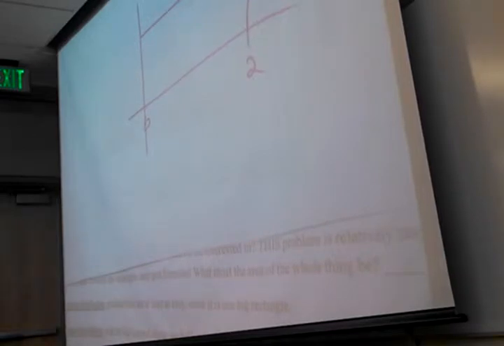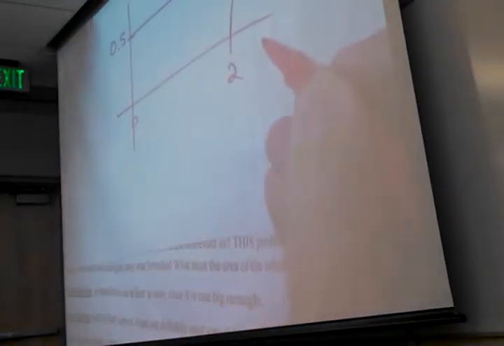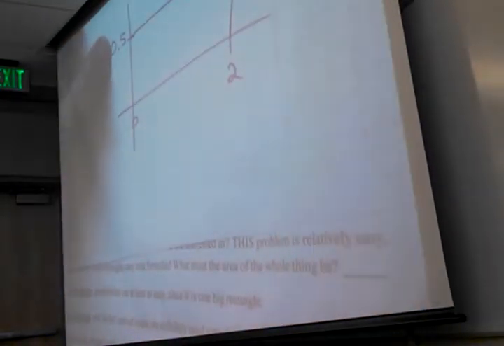What should the whole area be? 1. The area should be 1. So how tall would we make it so the area is 1? How wide is it? 2. So how tall should it be? 1. If it was 1, the area would be 2. I want the area to be 1. 0.5. It'd be half. Good.